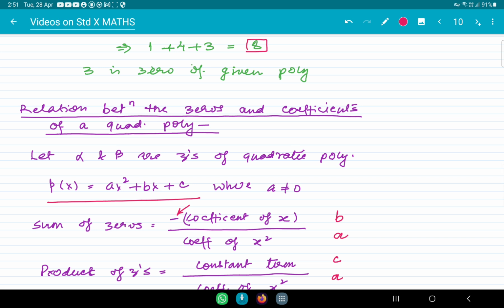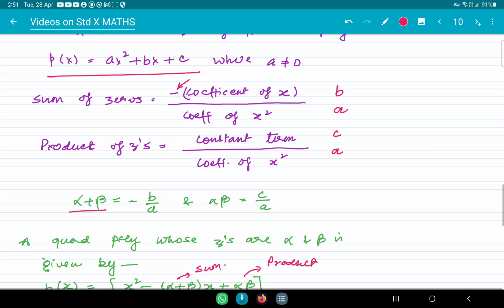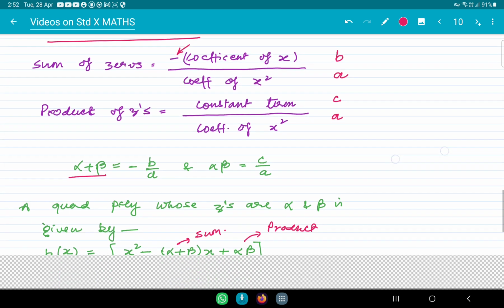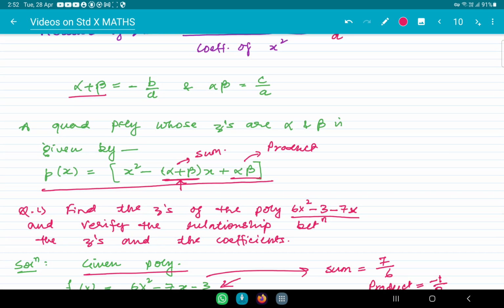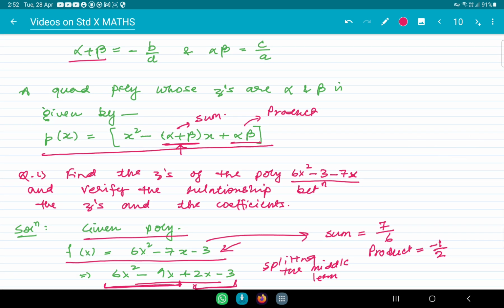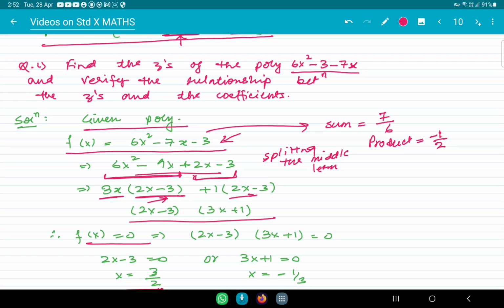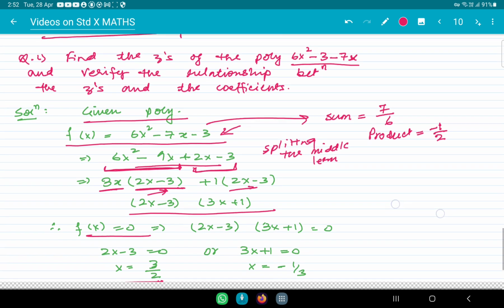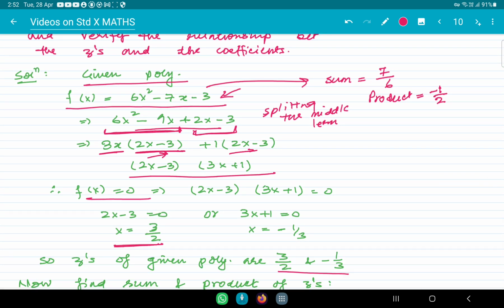Then the relationship between zeros and coefficients of a quadratic polynomial. Sum of zeros is minus b by a and product of zeros is c by a. And if the sum of zeros and product of zeros are given, how you will find the quadratic polynomial. Then we saw a sum based on finding the zeros of a polynomial and verifying the relationship. This type of question you will do step by step.